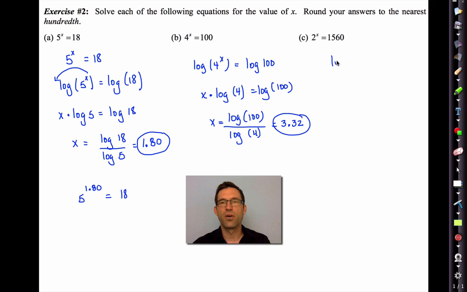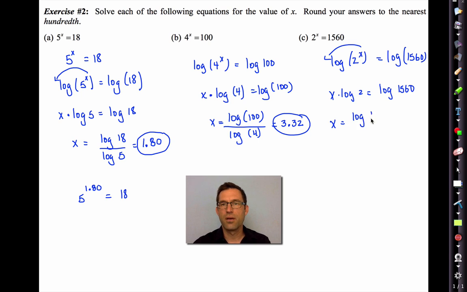Right, you can kind of see how this is all going. The log of 2 to the x equals the log of 1560. Pop the x out. X times log of 2 equals the log of 1560. And x equals the log of 1560 divided by the log of 2. Which ends up being what? About 10.61.